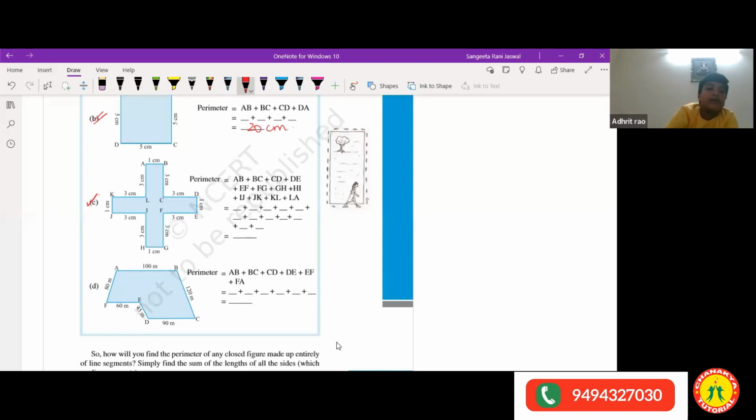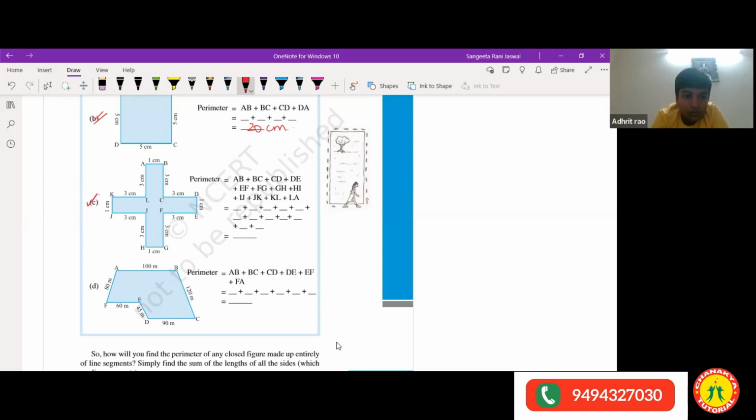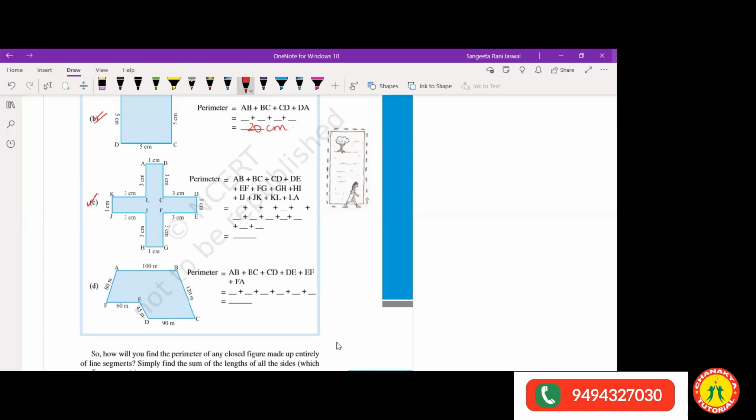Ma'am, I'm getting 27. Oh, three different answers. Please check. Everyone must check. It should be 28. Yes, ma'am. The answer is coming 28. See this, 3 plus 3 is 6, 6 plus 1 is 7. And here also we have 7 centimeters, and this side also 7. So 7 fours is 28. Because all the sides are the same, if you count for one side and multiply by 4.